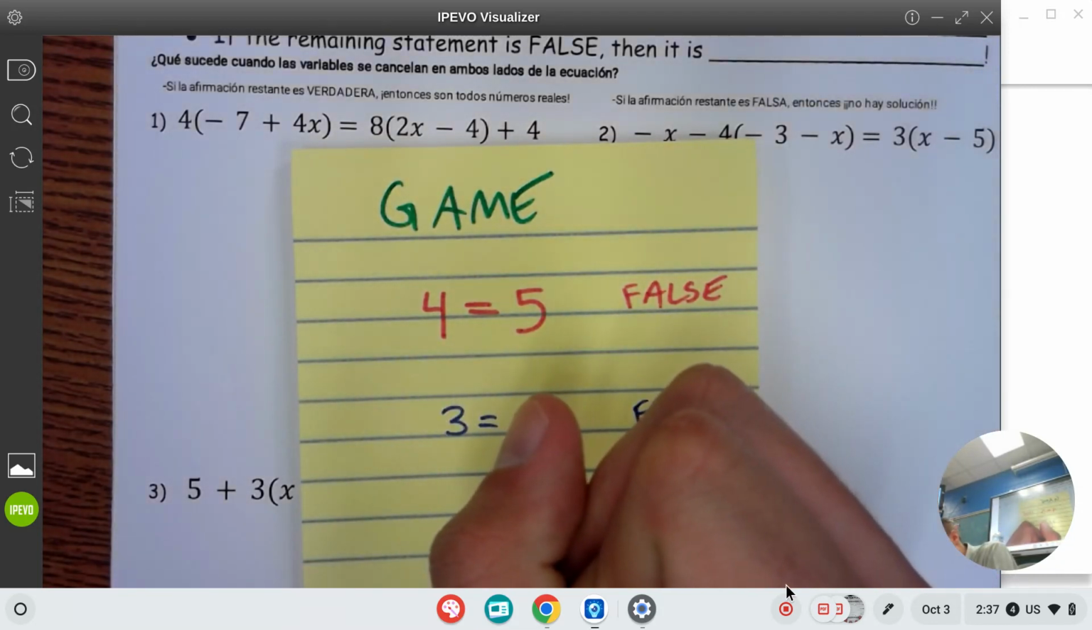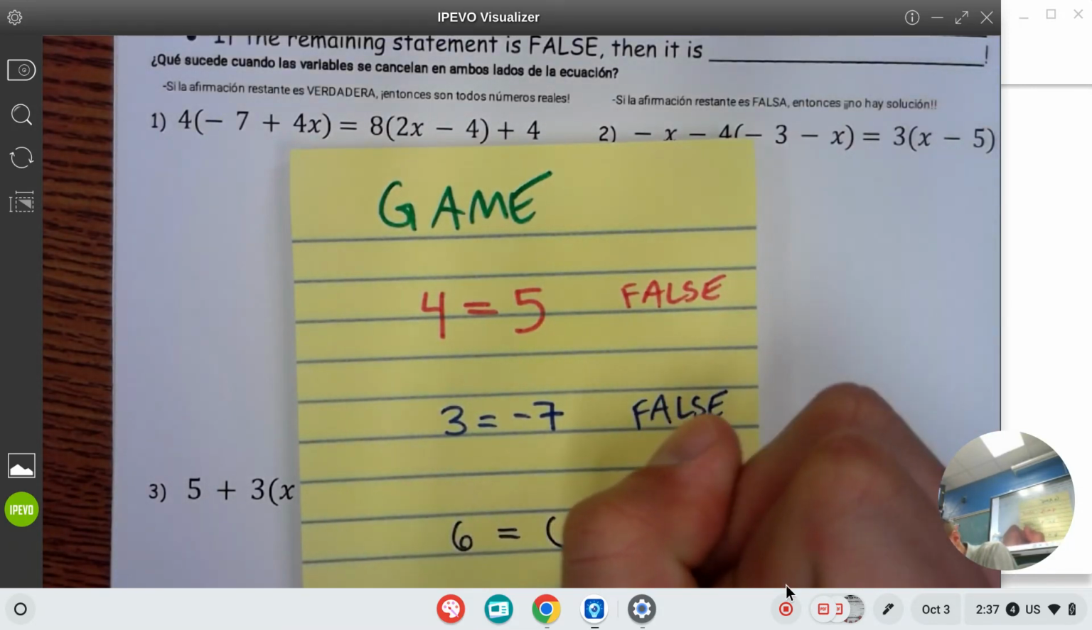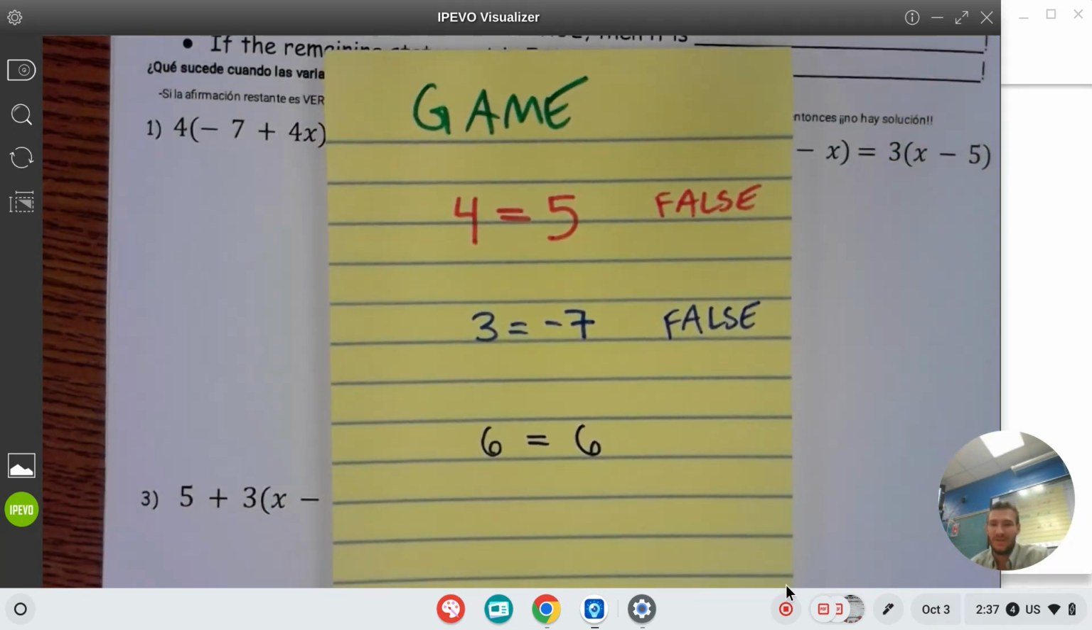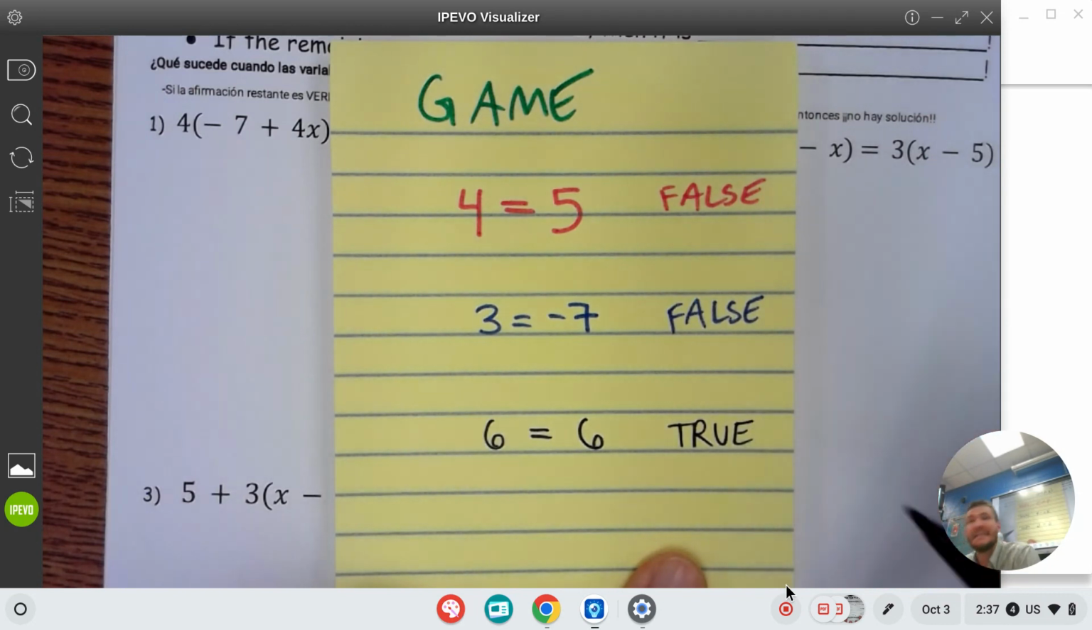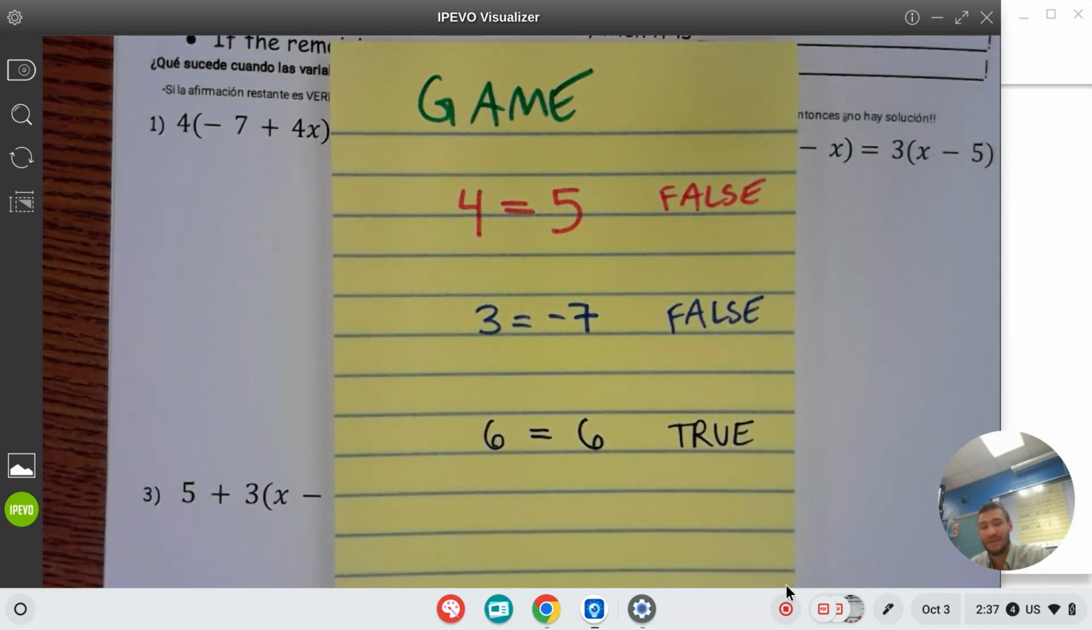So how about this one? What about 6 equals 6? Is that true or false? True. That's true, right? Does not get any easier than this. I think that a first grader could figure this out.